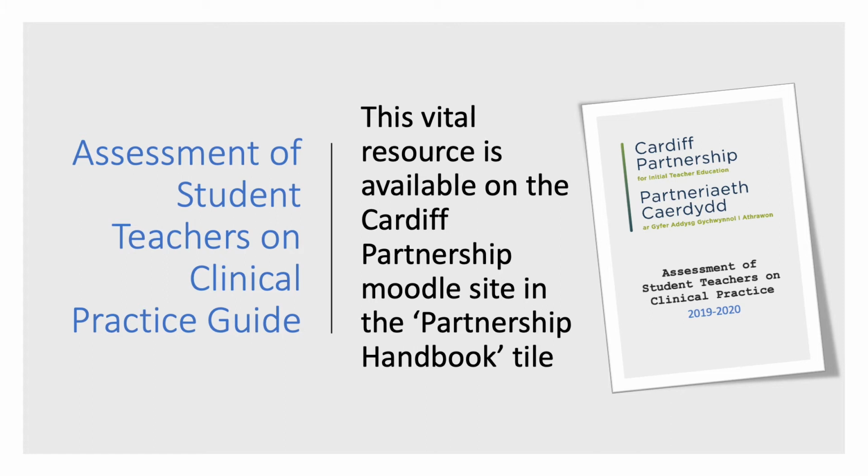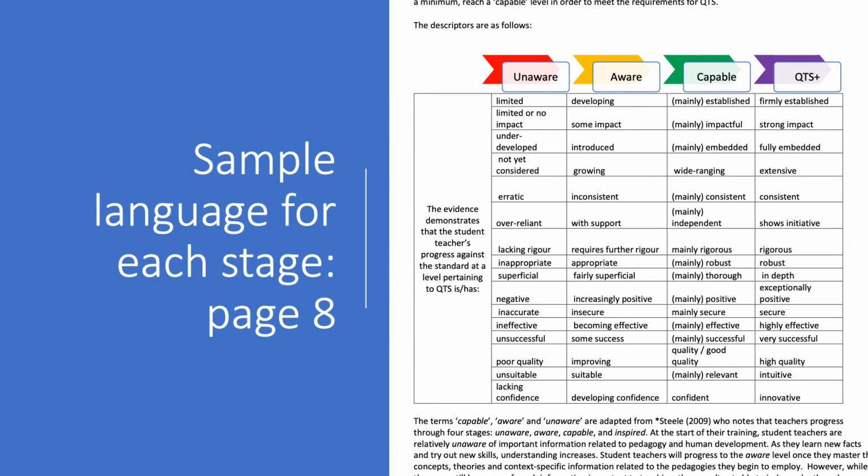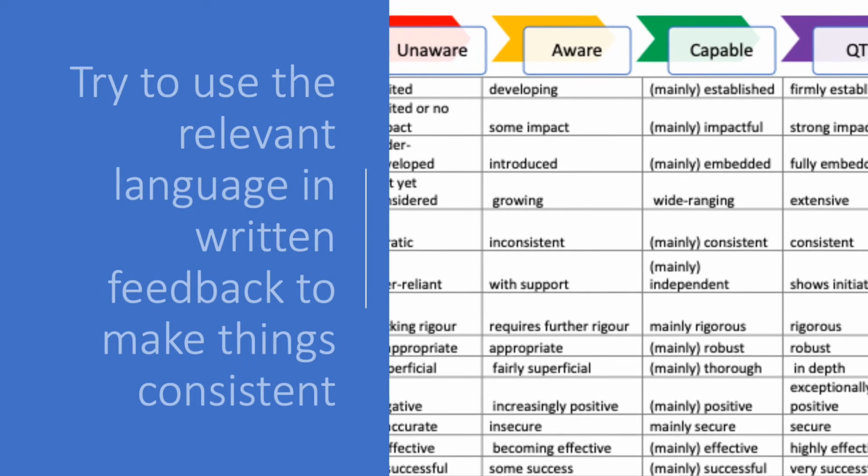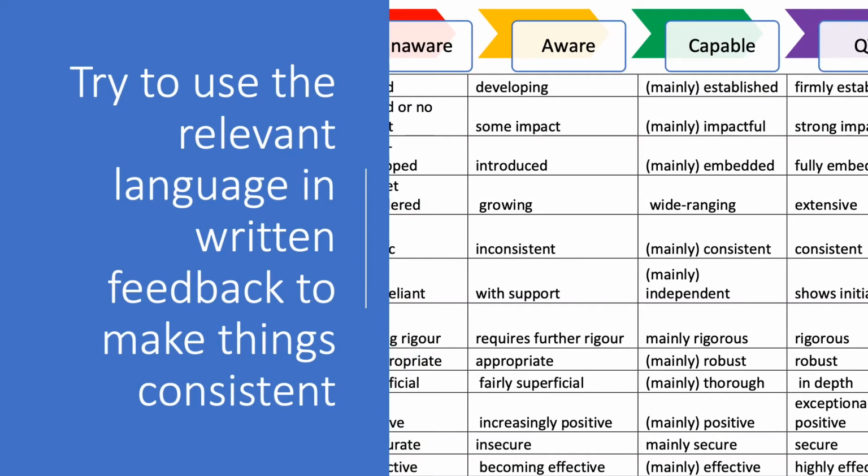And the most important thing to look at in there is the table of language, really, words and short phrases that we think are indicative of somebody at the unaware, aware, capable or QTS plus stage, rather than having every standard defined laboriously at each level. We've just given these lists of language, and so it would be a good idea to aim to use these little phrases and little words in your feedback written on learning and teaching observation forms, formative comment books, that kind of thing, because it just helps to paint that picture.